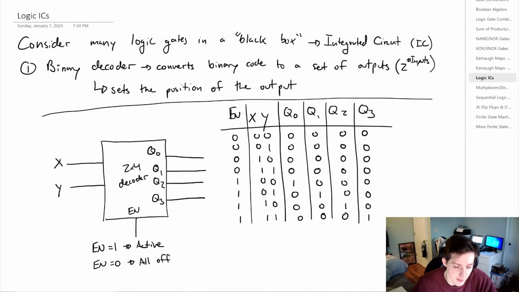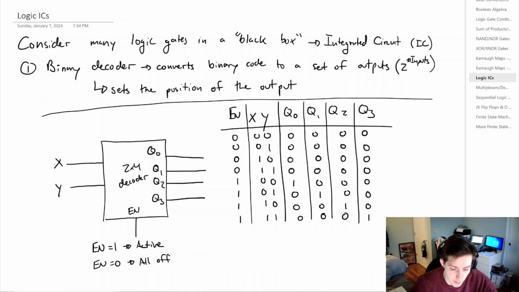Now the first kind of IC we want to look at is a binary decoder. So the binary decoder converts binary code to a set of outputs, and the number of outputs is going to be equal to 2 raised to the number of inputs. So maybe more simply stated, the binary decoder sets the position of the output based on what value the input is. Now the first example we're going to look at is this 2x4 decoder.